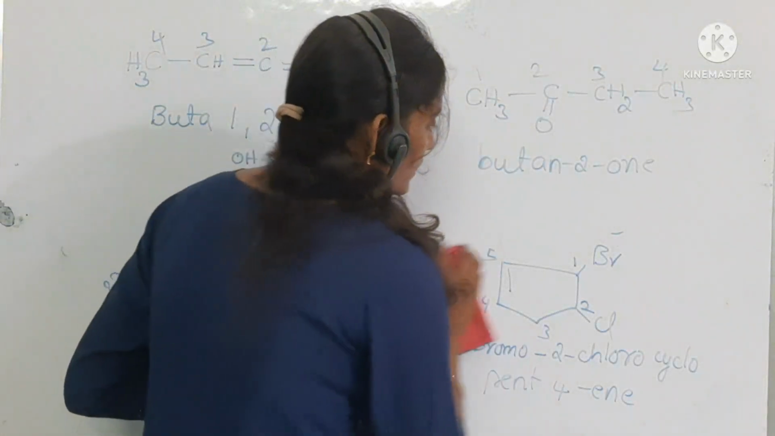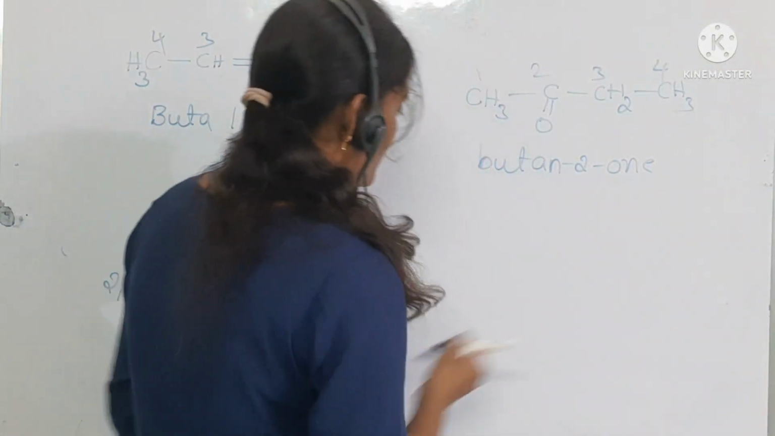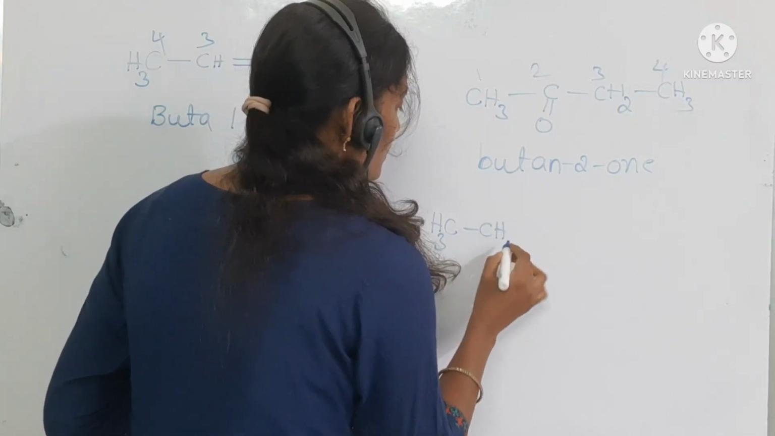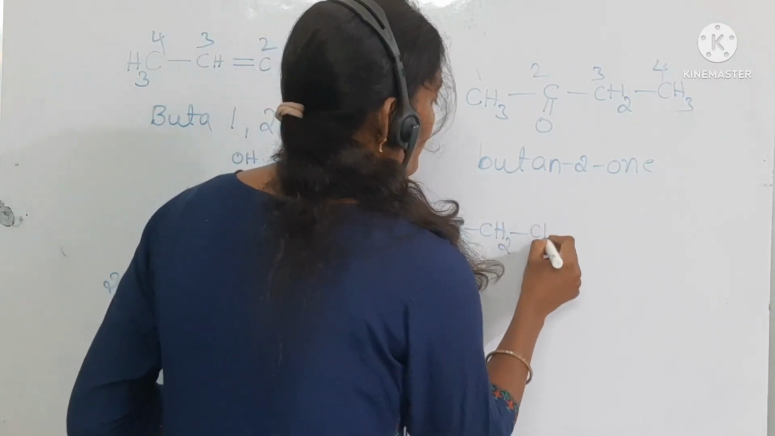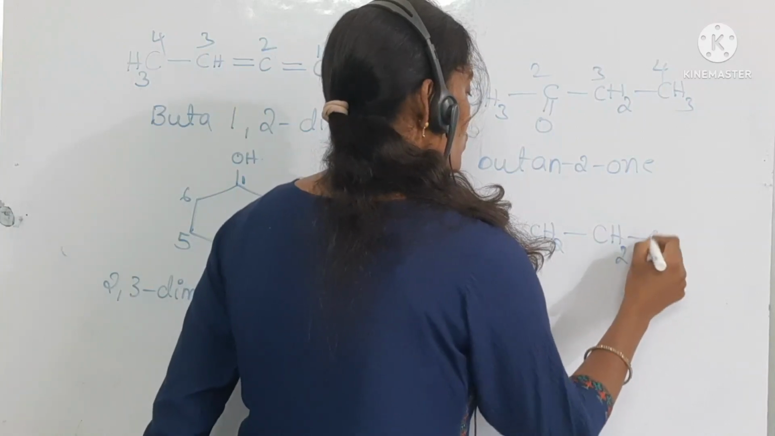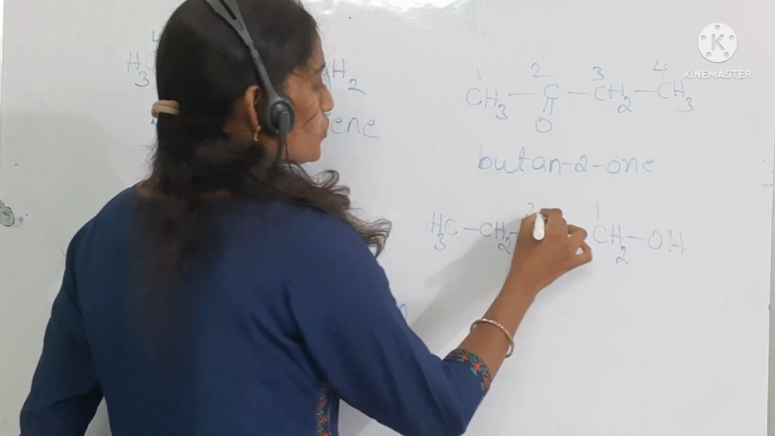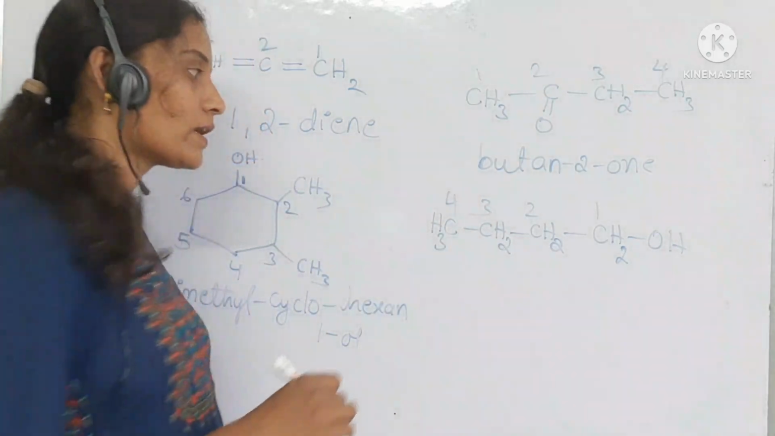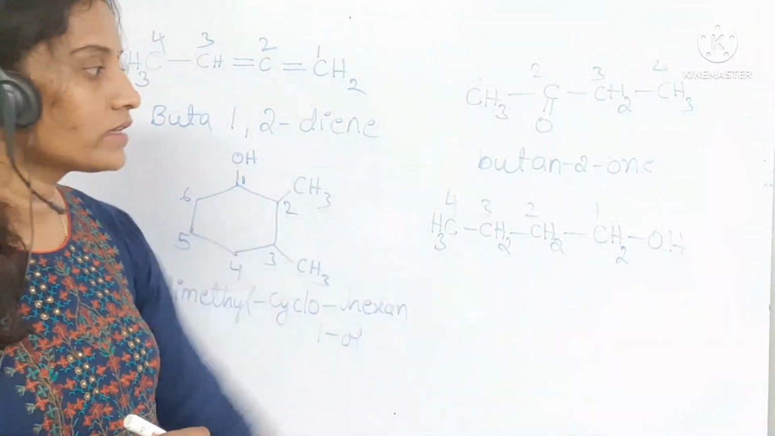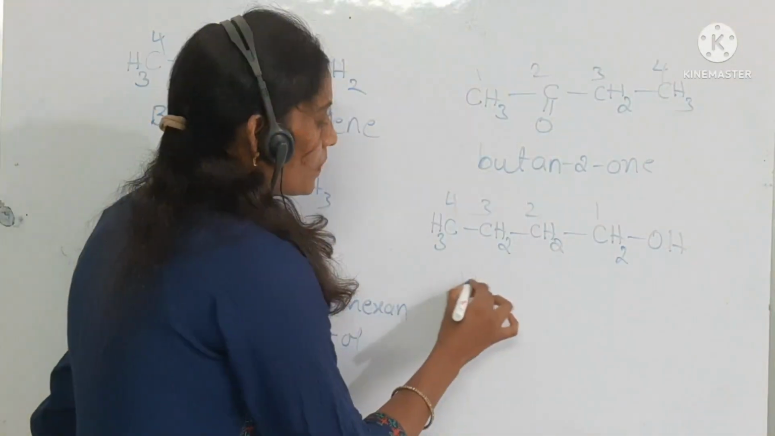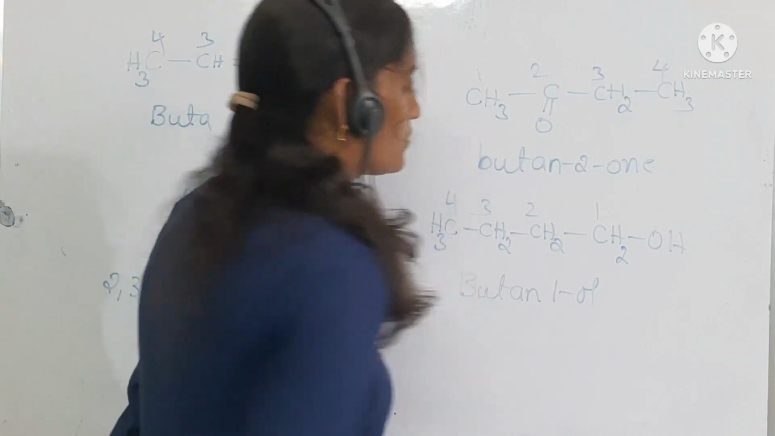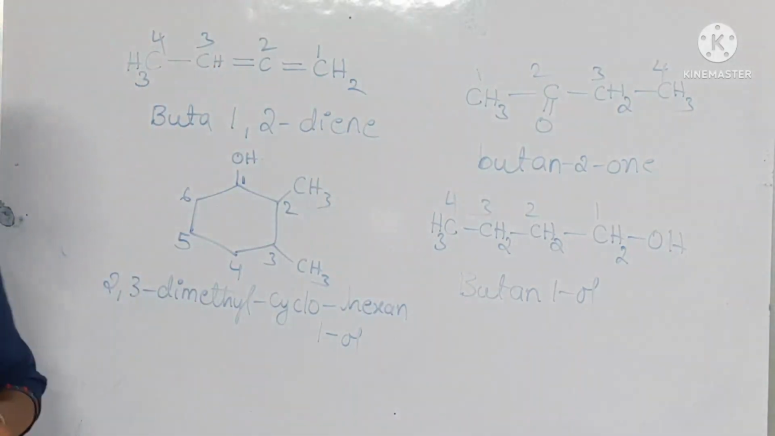One more example: CH3, CH2, CH2, CH2OH, students. Here 1, 2, 3, 4. 4 carbon atoms are there. At the first position, one alcoholic functional group is there. So butan-1-ol. This one is butan-1-ol.